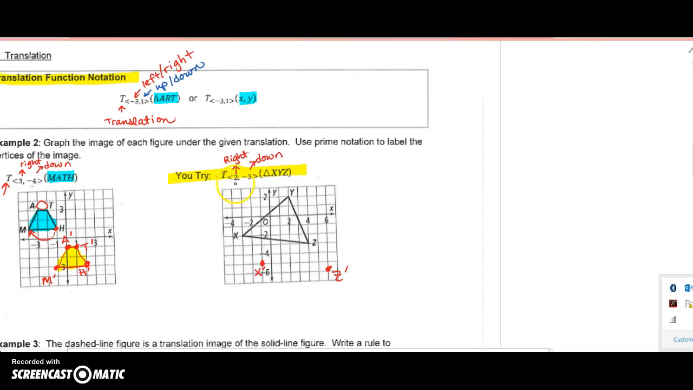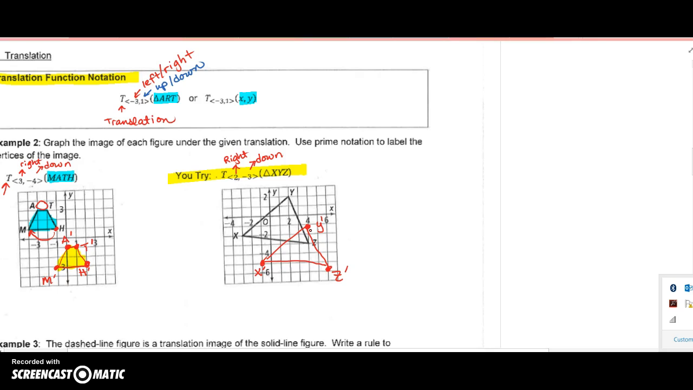Okay, so I know I'm going 2 to the right and 3 down. I've already mapped X prime and Z prime. Y prime would also be 2 to the right and 1, 2, 3 down. For Y prime, connect the dots. And there you go. There is my image.